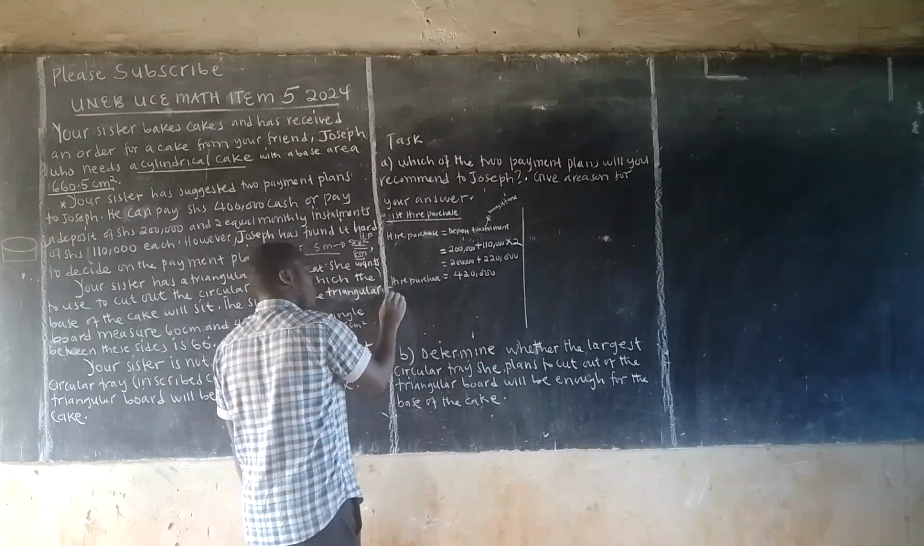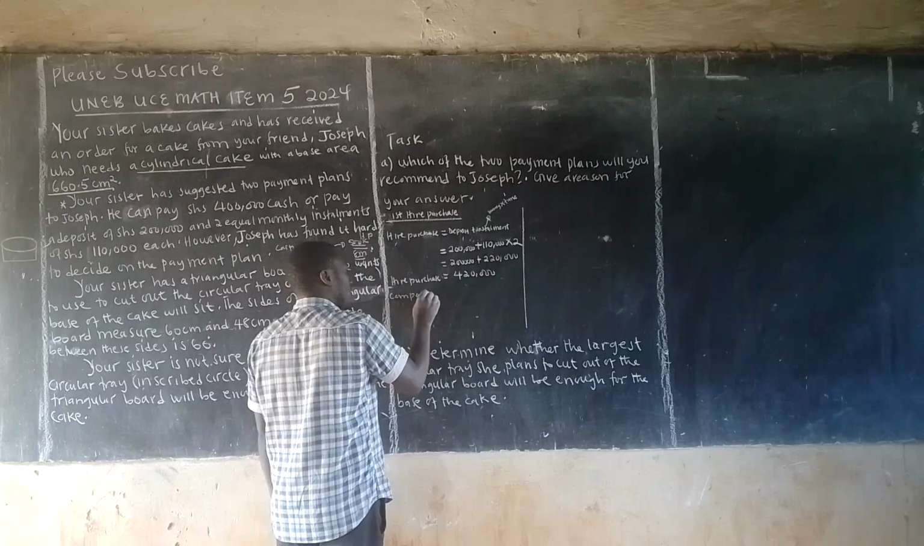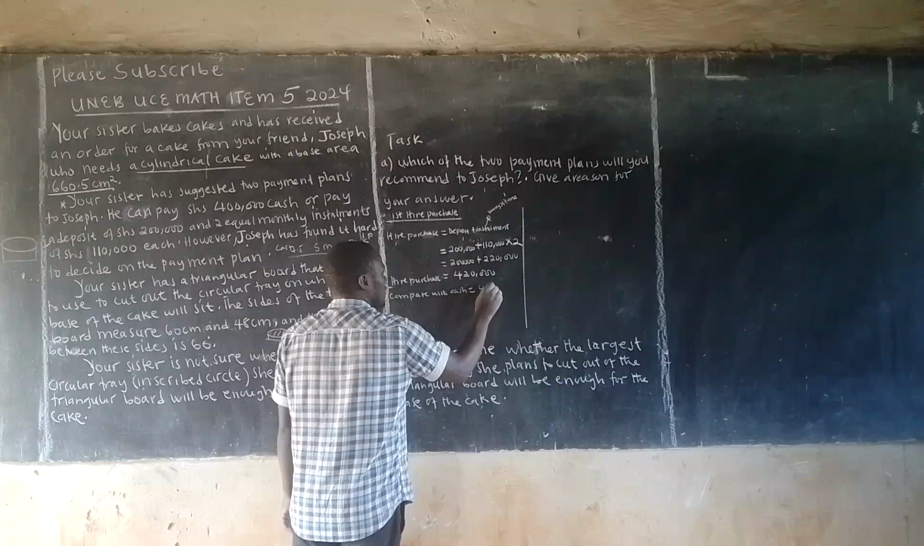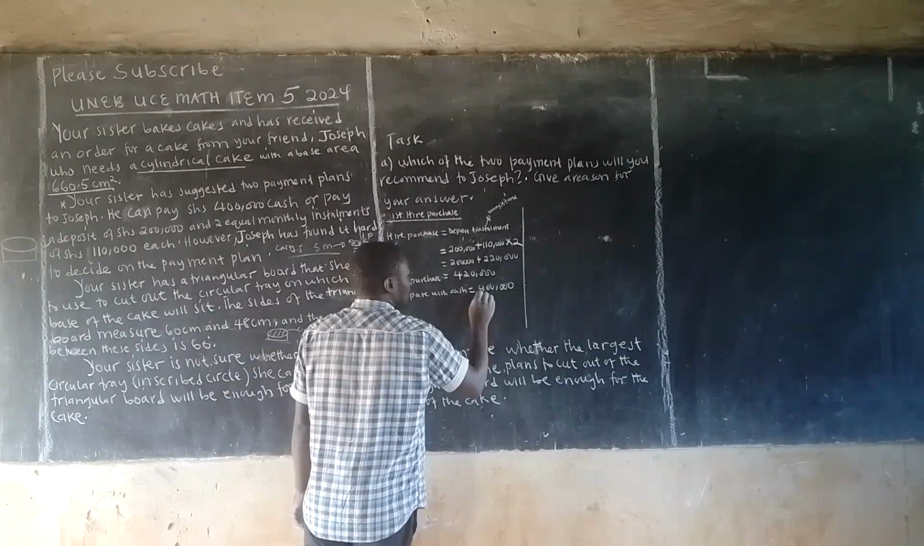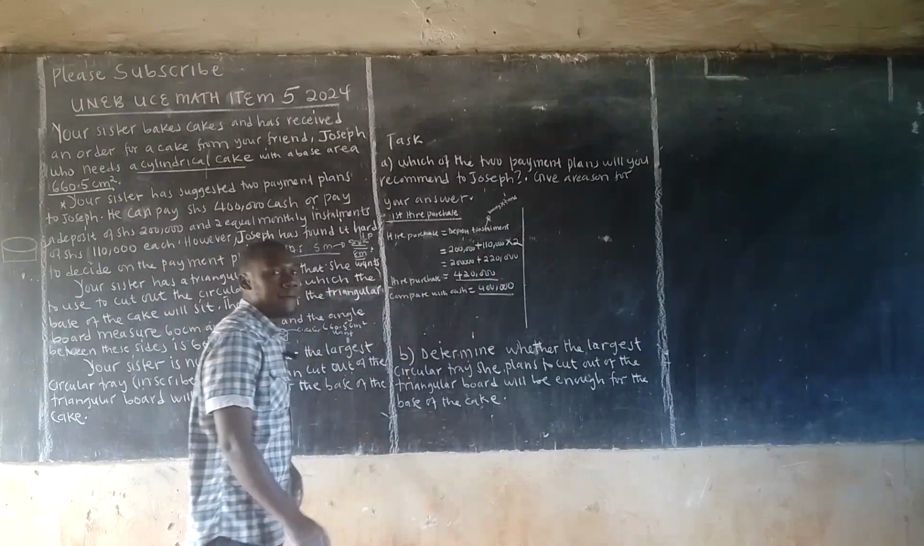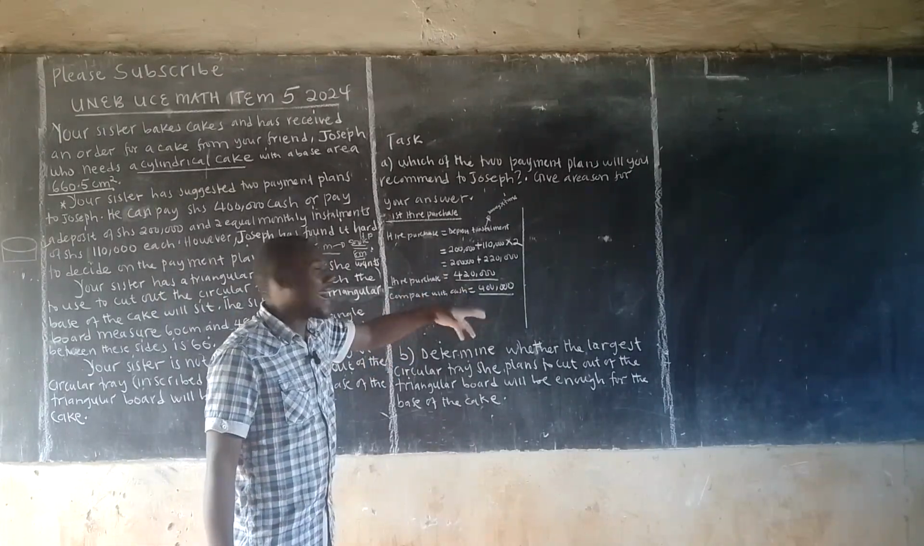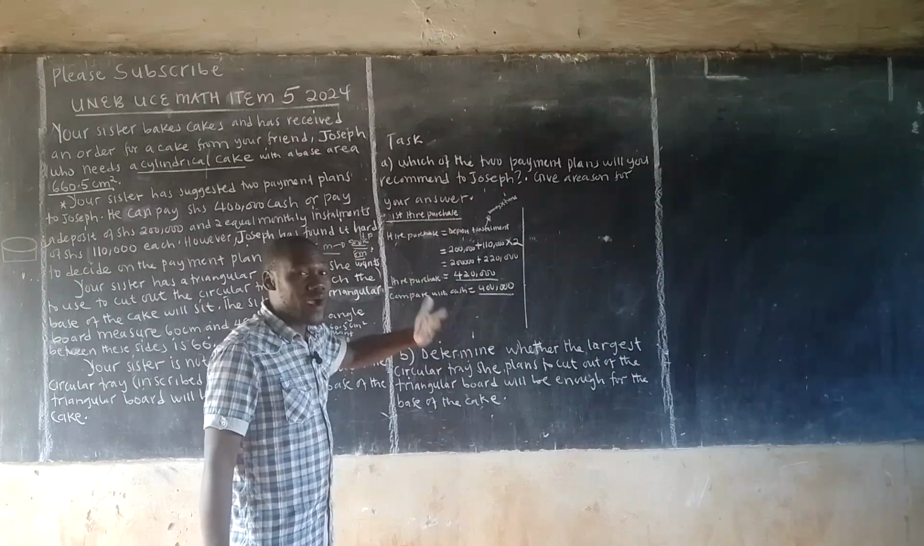Now let's compare with cash. Cash is how much? 400,000. You can also see which one is better, hire purchase or cash. You see that cash is 400,000, but hire purchase is 420,000, an excess of 20,000. So which one is better?